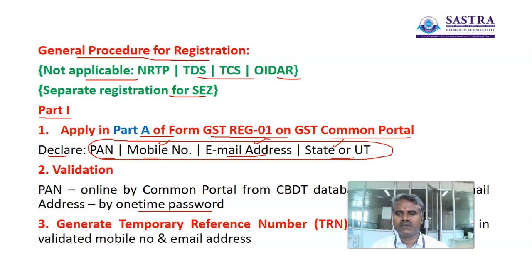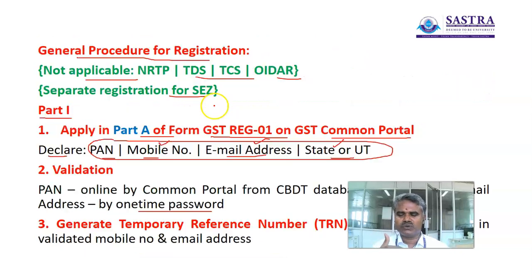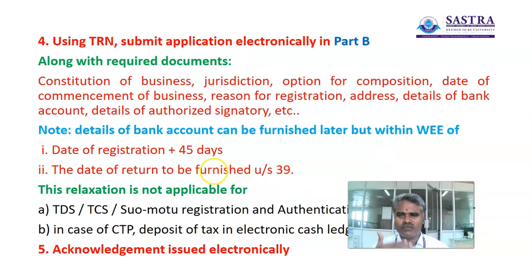This is step number 3, my dear students. Step 4: using TRN, submit application electronically in Part B. You have to use this temporary reference number for further submission of registration applications. Using TR number, submit application electronically in Part B. So this is Part B.